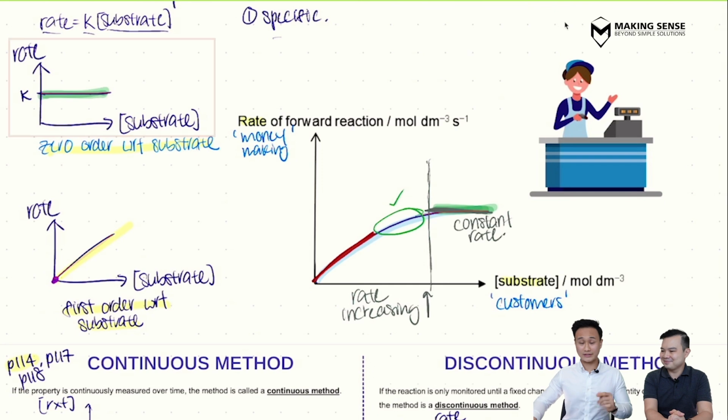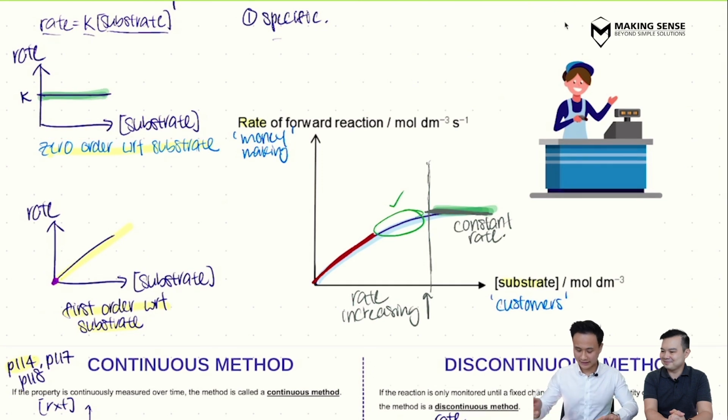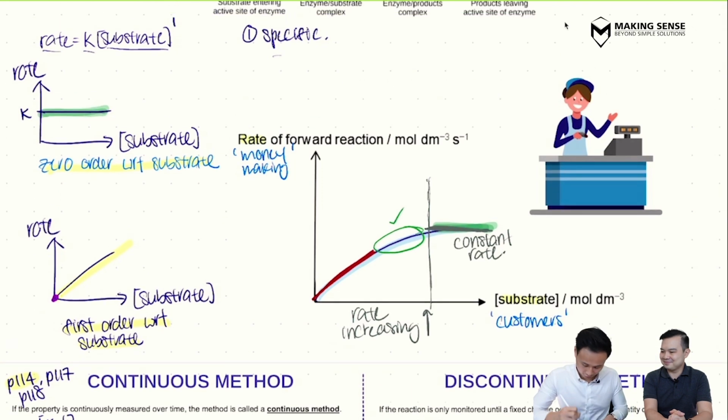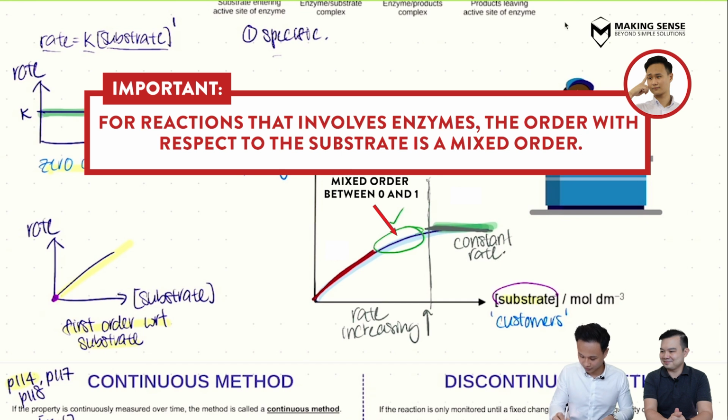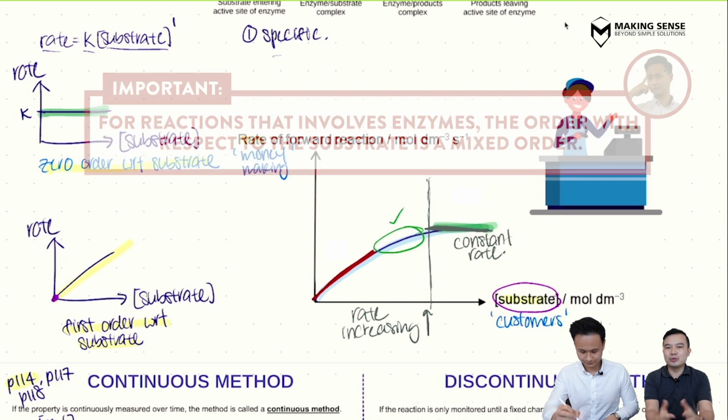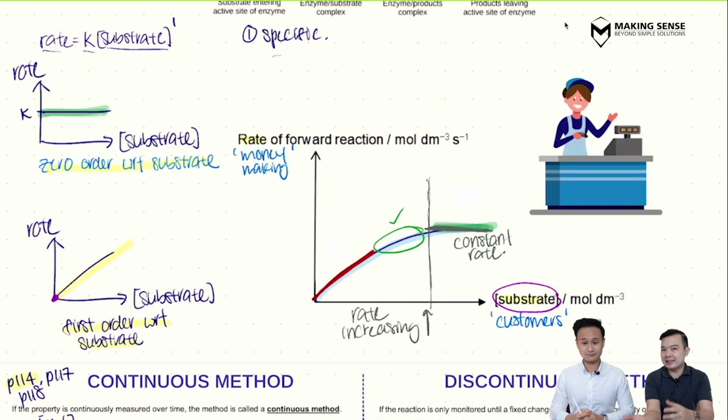All right. So we see it this way, right? At the beginning of the reaction, your order of reaction with respect to the substrate is 1. And at the end of the reaction, the order with respect to the substrate is 0. So in between 0 and 1, we call it a mixed order between 0 and 1. So we say for a rate against substrate graph, the order of reaction with respect to the substrate for the entire reaction is a mixed order. Okay, so in the exam, you have to be able to replicate this graph. That's number 1. And of course, number 2, you have to explain this graph.